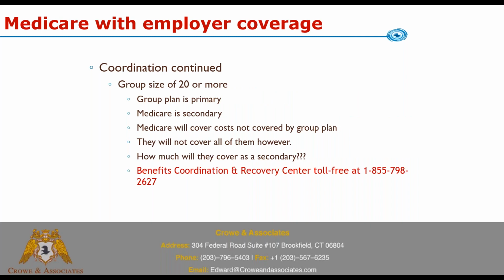What about a group size of 20 or more? With a group of 20 or more, the group plan is the primary insurance. Medicare is secondary. In that situation, Medicare will cover costs secondarily, as the second payer, costs not covered by the group plan. However, they won't cover all of the costs.